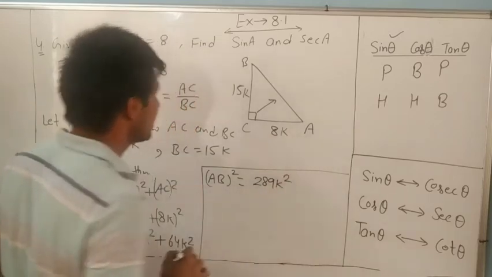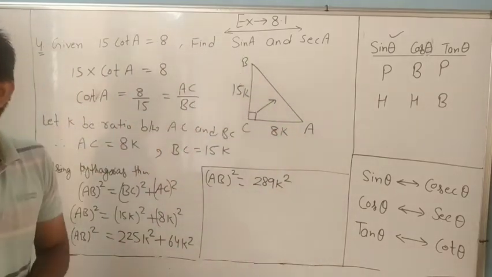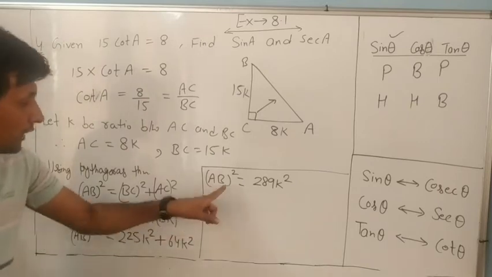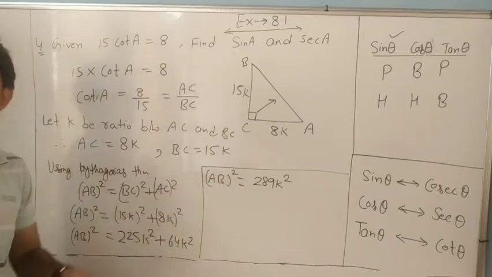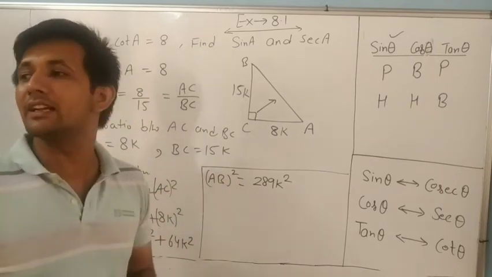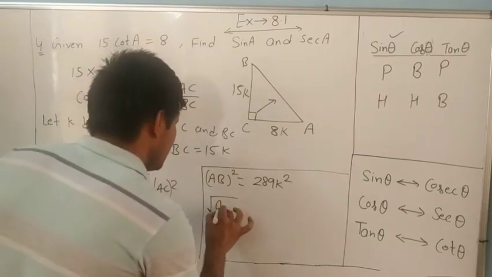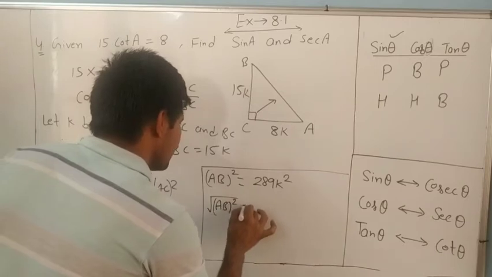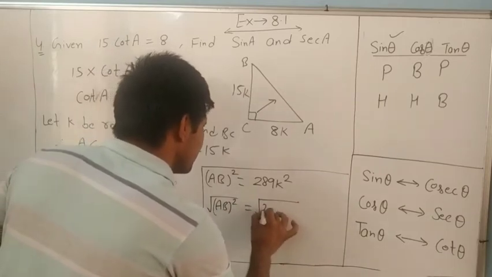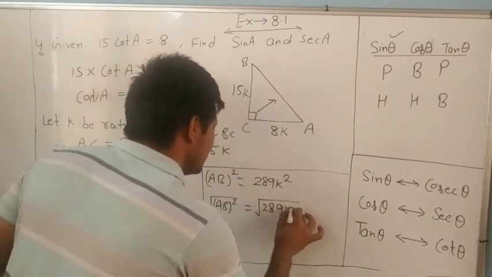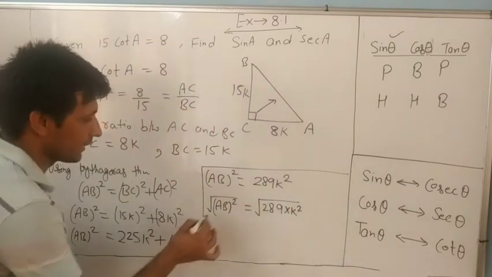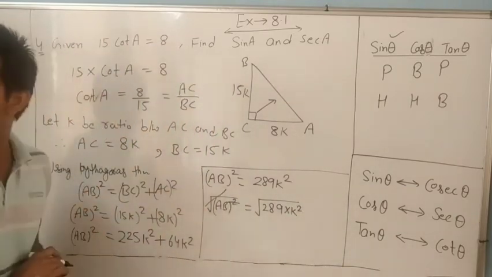289 k square. We want to find the value of AB. So therefore we have to remove the square. And how can we remove the square? Taking square root on both sides. No need to write only AB square, it is under the root 289 into k square. Now look at it, square cancels square root.